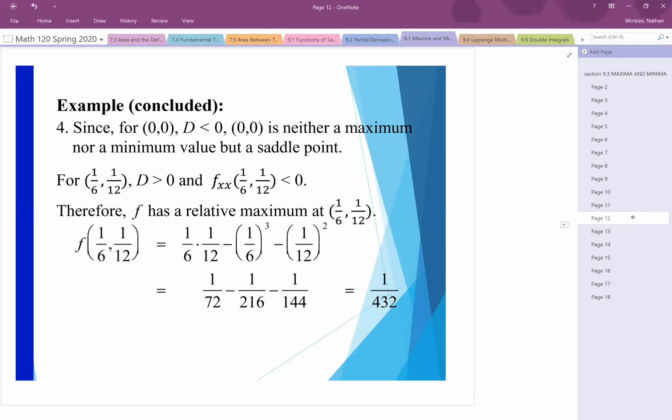So then we take this point of (1/6, 1/12), we plug into the original. So we get 1/72 minus 1/216 minus 1/144. When we simplify, we get a relative maximum value of 1/432.